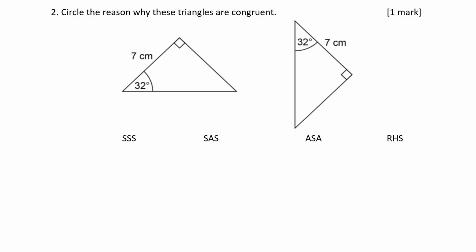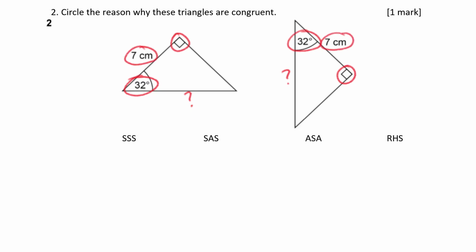Question 2. Circle the reason why these triangles are congruent. Now we've got 4 different rules for congruency for triangles, and these are our 4 different answers we can ring here: side, side, side; side, angle, side; and right angle, hypotenuse, side. You can see here we do have a right angle in both, but what we don't have is the hypotenuse. Instead, we've been given those 32-degree angles that match up and the included side, so that one and that one. So we've got 2 angles and an included side, so our reason for congruency is this one here, ASA, and not that one there.